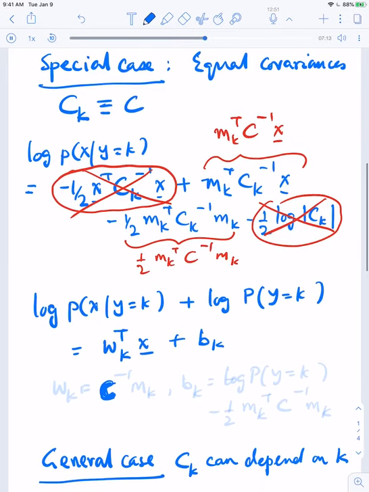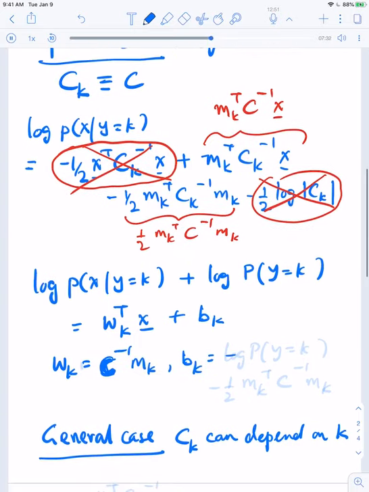And what is that linear function? We can read it off from there. WK is just C inverse of MK, and BK is the log of the prior probability minus that signal term, the mean strength term.